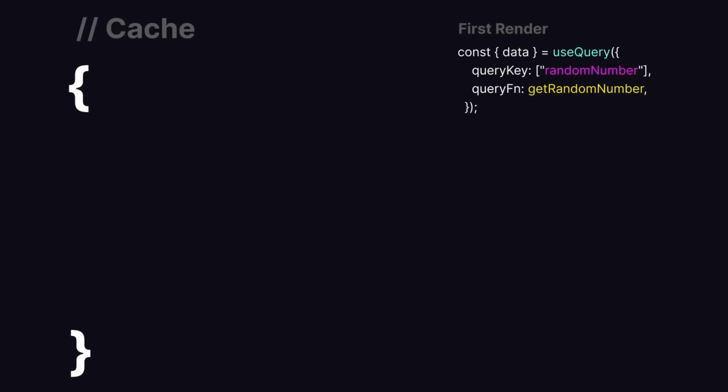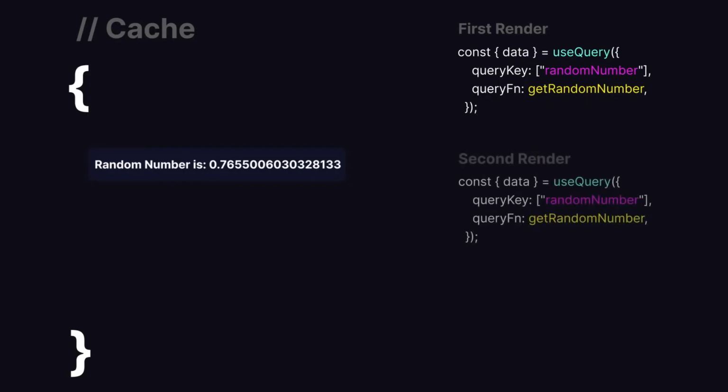Inside our useQuery, we are now passing our query key, and for the query key we are now passing a random number. Then we have a query function which allows us to get a random number. So in the first render we are going to be getting this random number, which is like 0.65500 and so on and so forth. But on the second render, what do you expect to get? You might be thinking we are going to be getting some random number once again, but no, we are going to be getting that same number once again.